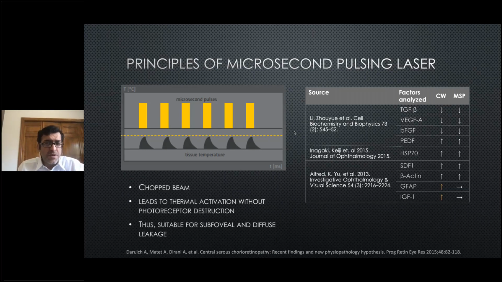So what is the principle of a microsecond pulsing laser? It is primarily a chopped beam where you cause a thermal activation, or heat shock protein activation, without causing obvious photoreceptor destruction. That's why you are able to comfortably perform this laser for a juxtafoveal or a subfoveal leak or a diffuse leakage, which we experience in chronic CSCR cases.